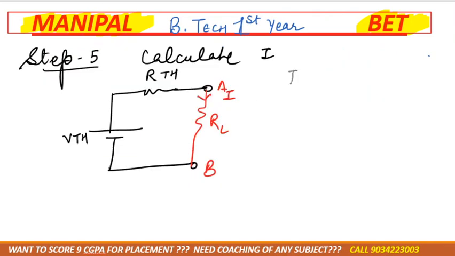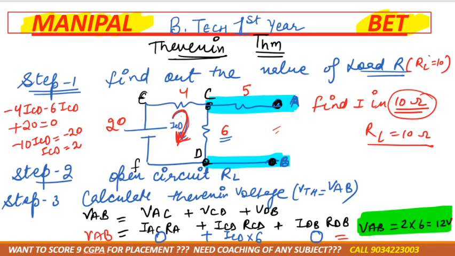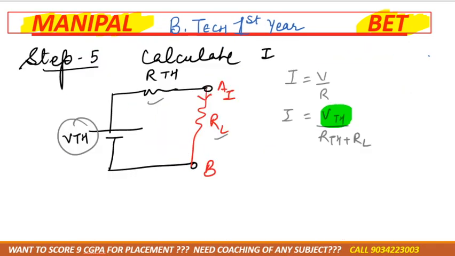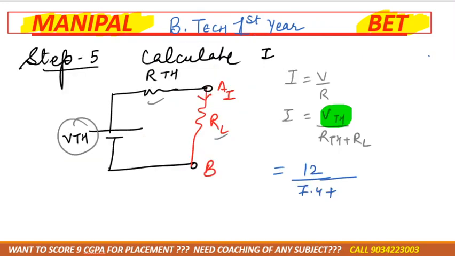So now ultimately I is, according to Ohm's law, V by R. I is how much? V is how much over here? VTH. R is how much over here? They both are connected in series, so RTH plus RL. VTH is how much we obtained? 12 volt. RTH, how much did we obtain? 7.4. So 12 divided by 7.4 plus RL, the load resistance which we removed in the first step. We calculated in the first step that RL is equal to 10 ohm, that would be 10 ohm only. So now you can solve it, that would be your final answer.